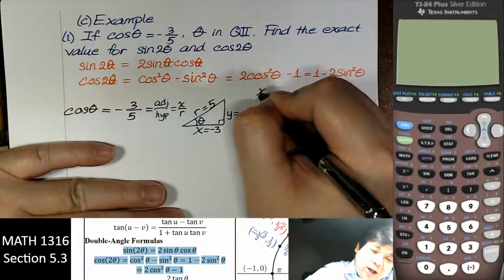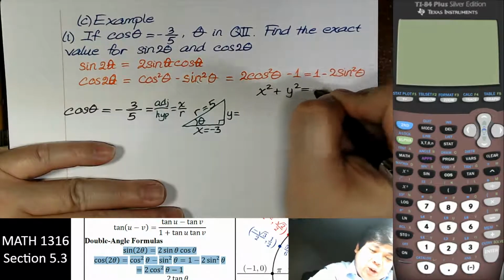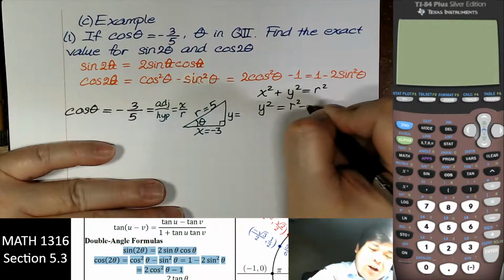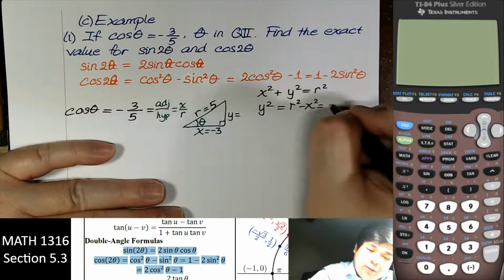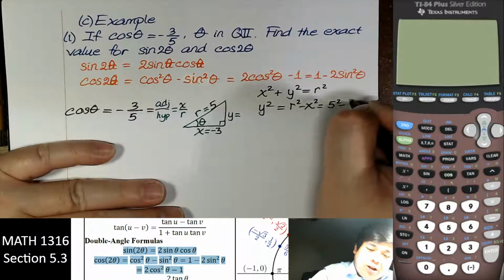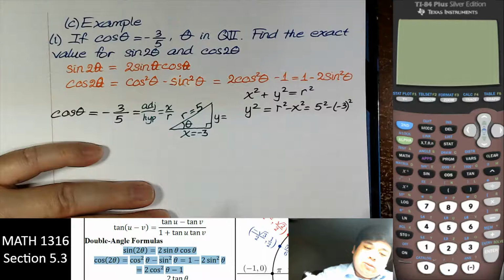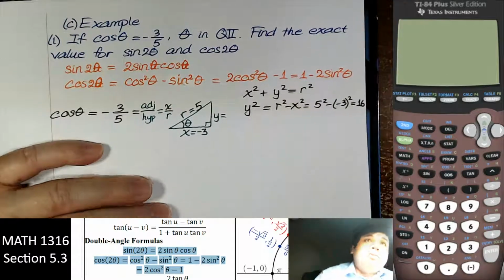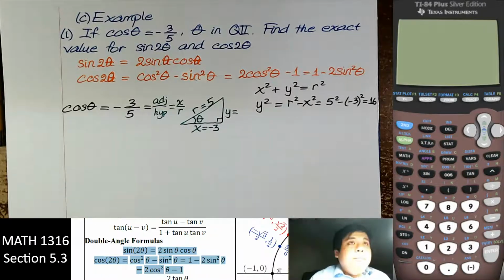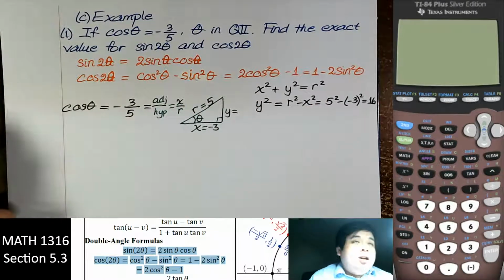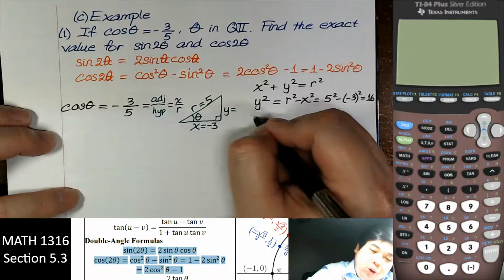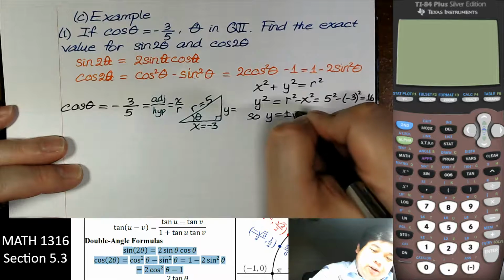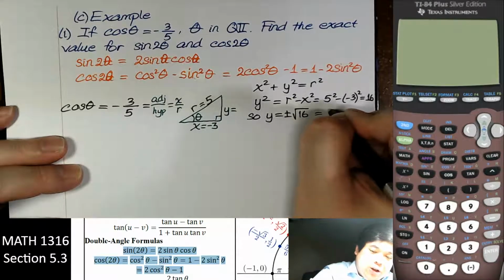So x squared plus y squared equals r squared. To solve for y, y squared equals r squared minus x squared. 5 squared minus negative 3 squared, that is 25 minus 9, 16. So to get back to y, take the square root of 16, plus or minus 4.